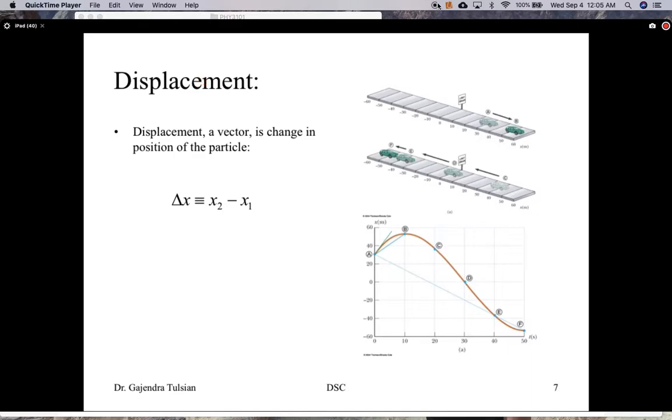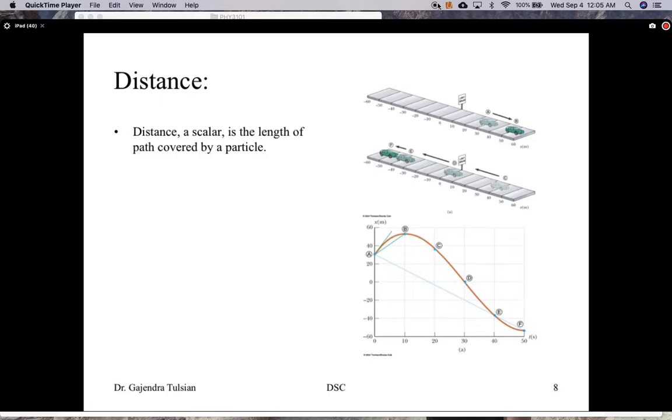Displacement: the displacement vector between two instants is just the vector pointing from the initial position to the final position. The displacement vector is given by delta x. It's the final position vector minus the initial position vector. So on this graph, if the object is here initially and there finally, that would be the displacement. And for these two times, that would be the displacement. So anyway, this is the displacement vector.